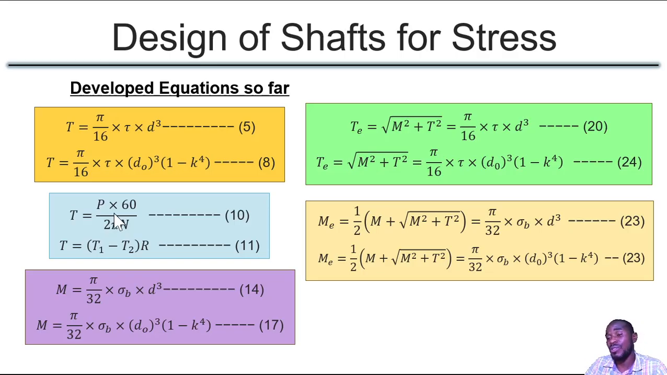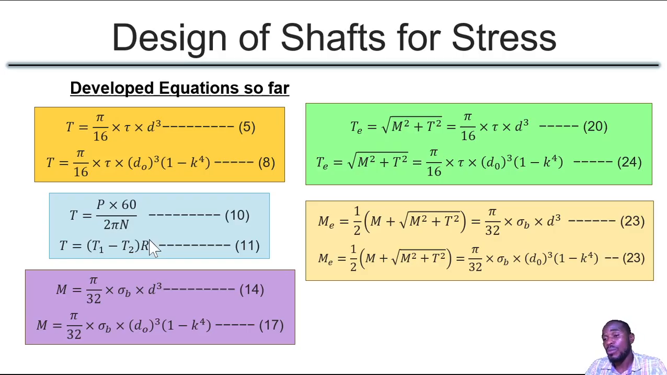And in the case of belt and pulley systems, or belt and pulley drives, if you know the tension in the tight side and the tension in the slack side, and you know the radius of the pulley that runs that belt, then the torque being transferred is given by equation 11.